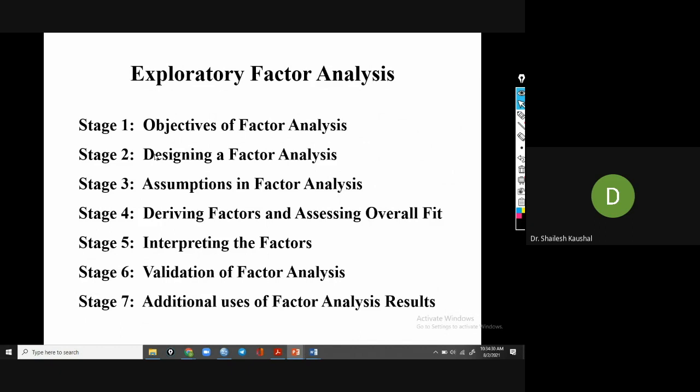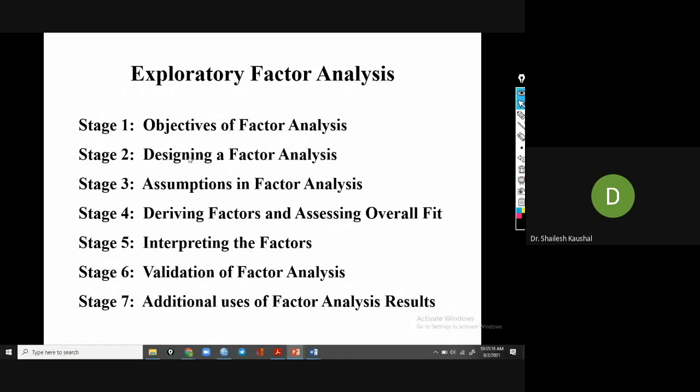Now, how to conduct the exploratory factor analysis? There are 7 stages. One is the objectives of the factor analysis. Second, designing a factor analysis. Then assumptions in factor analysis, deriving factors and assessing overall fit, interpreting the factors, validation of factor analysis, and additional usage of factor analysis. It means after conducting the exploratory factor analysis, we identify which factor is the dependent variable and which one is the independent variable. Then we can use these factors in a dependence technique.